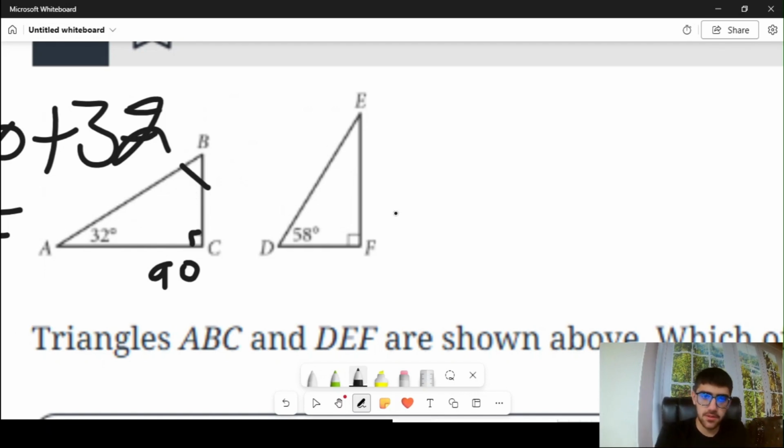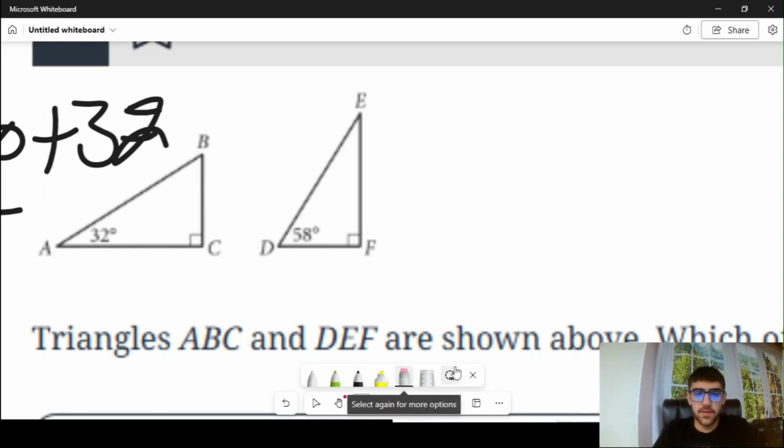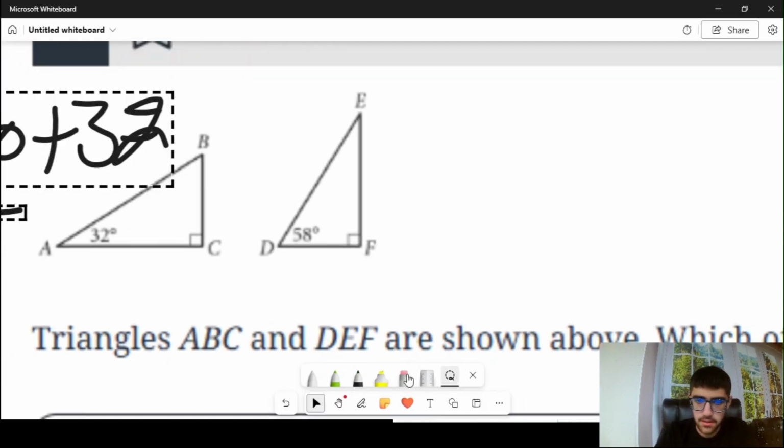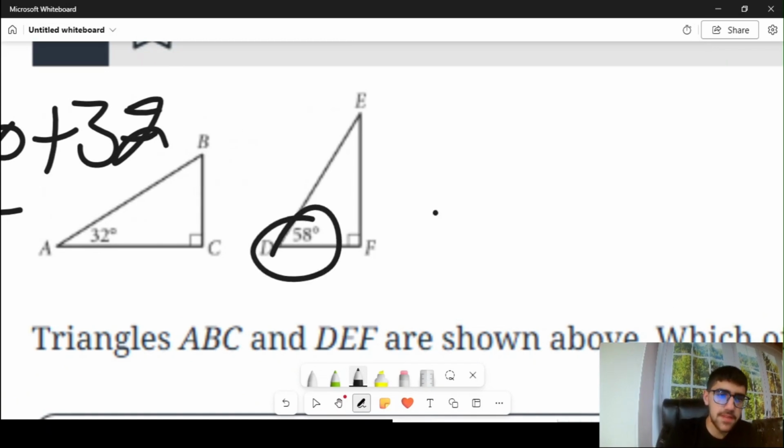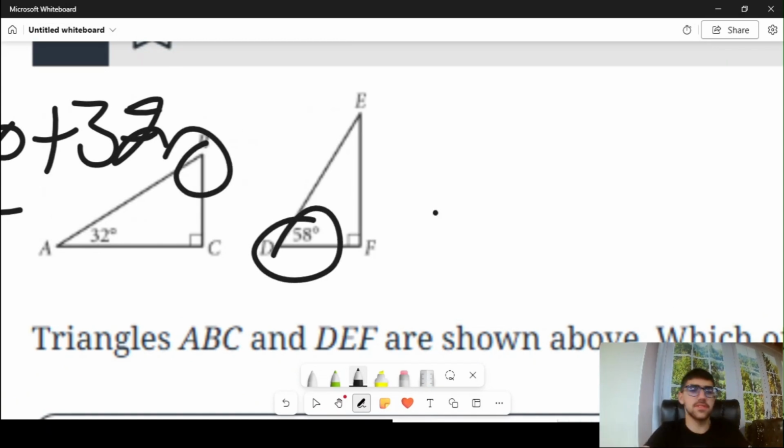Does that mean I can just assume, okay, this is one, this one's the long, this one's this one? No, because they're not oriented the same way. As you can see, for this one, the 58 degrees is right here on the bottom left. And right here, 58 is on the top left. And it's the same thing.